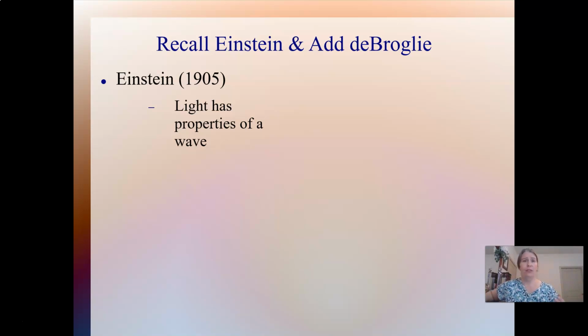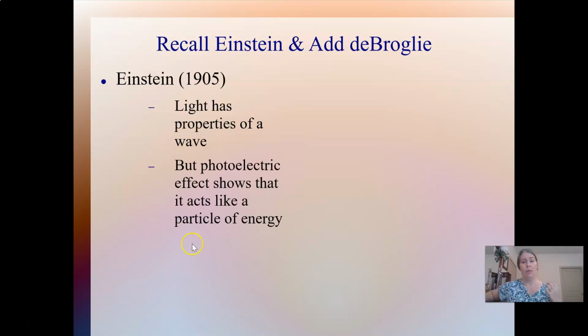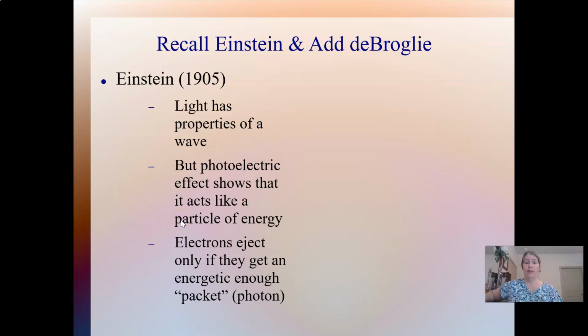But in order for it to be able to push on a particle, Einstein says that light is also a particle of energy, a little packet of energy that he calls a photon. This is wave-particle duality. It's one of the fundamental things about quantum mechanics physics. And Einstein says that this only works when electrons get pushed by an energetic enough packet or photon of energy. So Einstein says that light is both a wave and a particle. It depends on the situation.